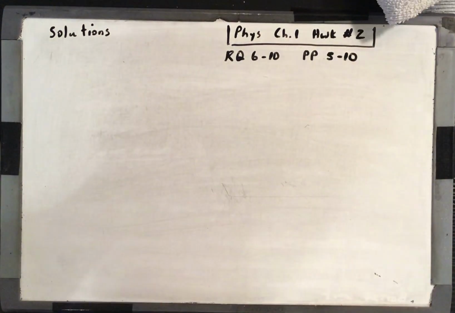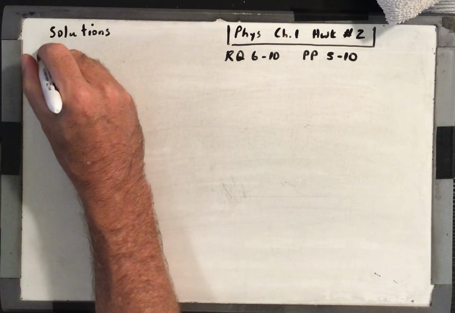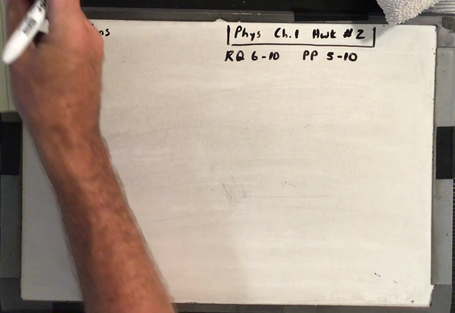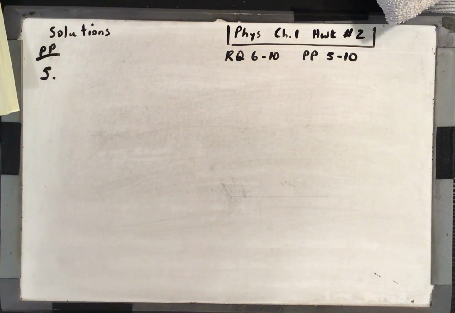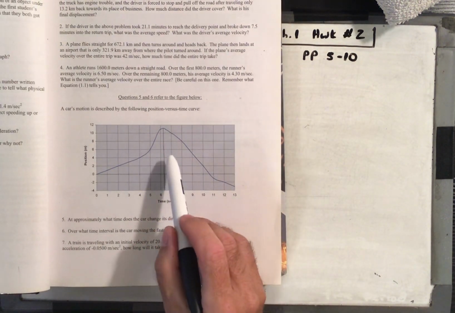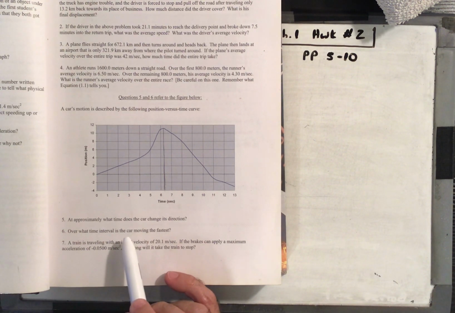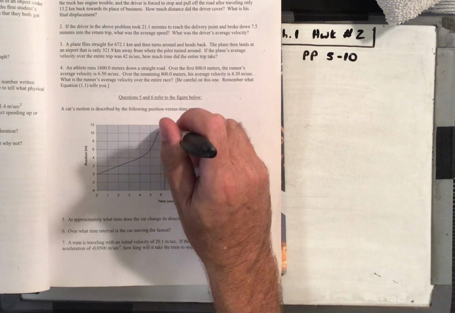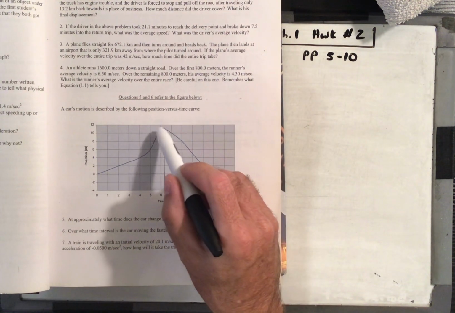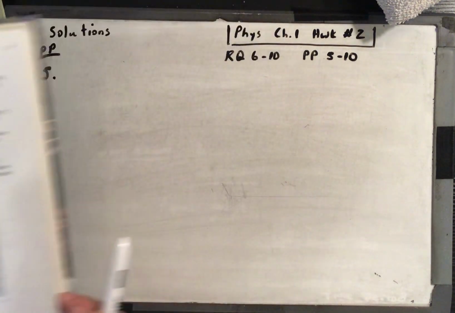Okay, and then the practice problems, number 5. So in this case, I'm going to go ahead and put the book into view. Hope you can see it. It says we have this position versus time graph. At approximately what time does the car change its direction? Well, it's going to change direction where the slope changes signs because the velocity went from positive to negative here. So that's at just a little after 6 seconds.